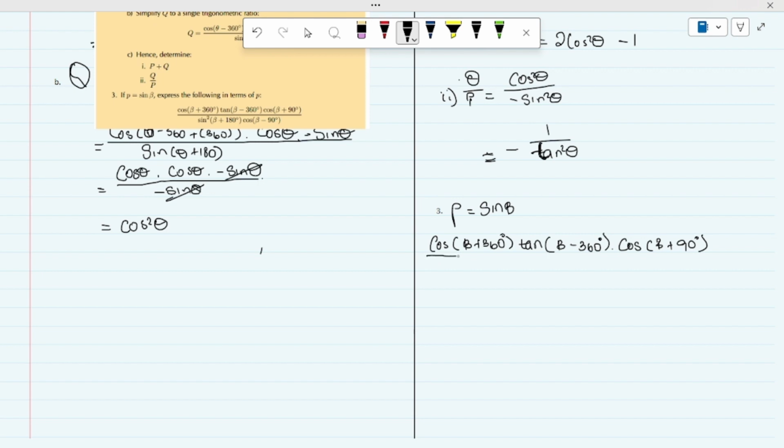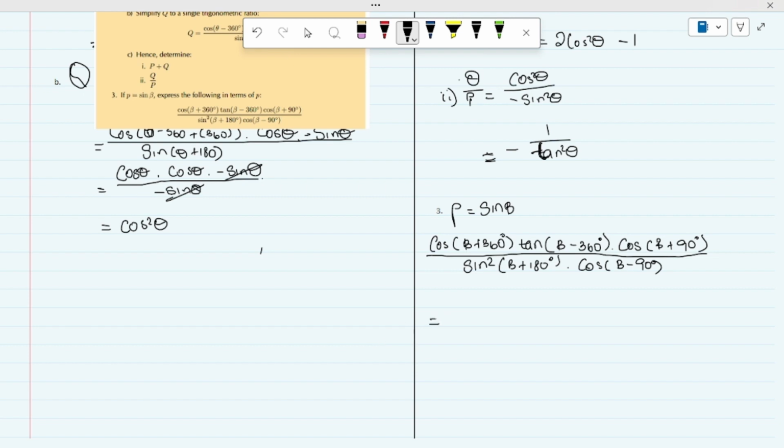And it's all over sine squared of beta plus 180 degrees, multiplied by cos of beta minus 90 degrees. Right. So let's do this.